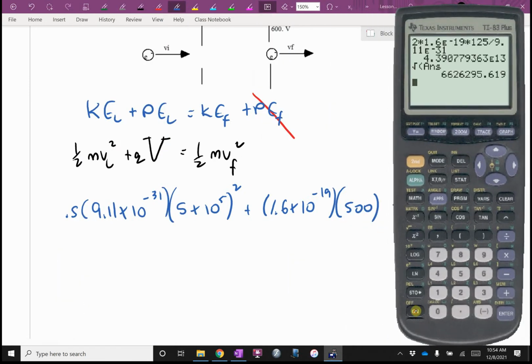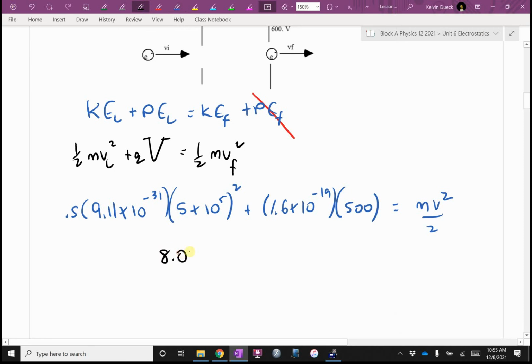You know what? This isn't so hideous that I can't try typing this in one line. I think I'm going to. 0.5 times 9.11 scientific notation negative 31 times 5 scientific notation 5 squared, plus 1.6 scientific notation negative 19 times 500. A half mv squared plus qV. And I get 8.011 times 10 to the negative 17th. That equals mv final squared over 2.